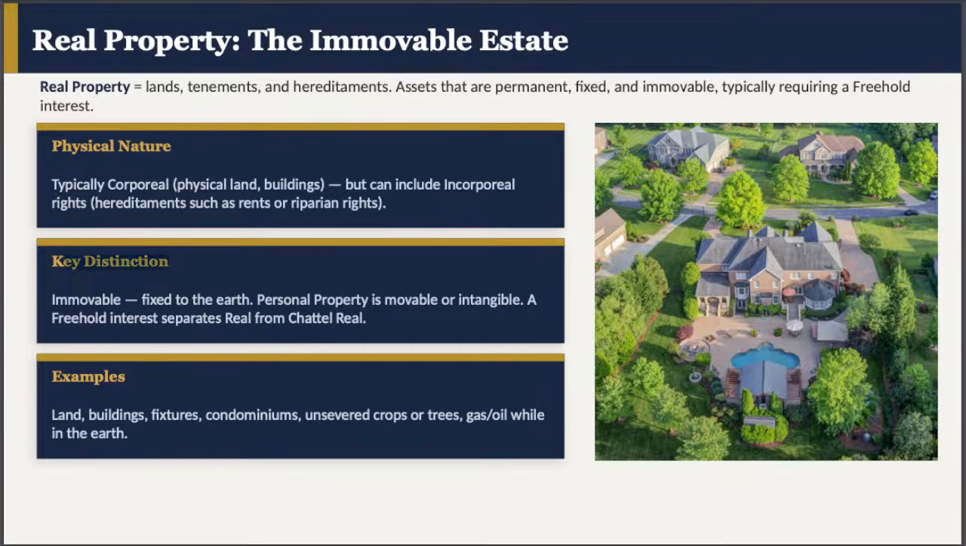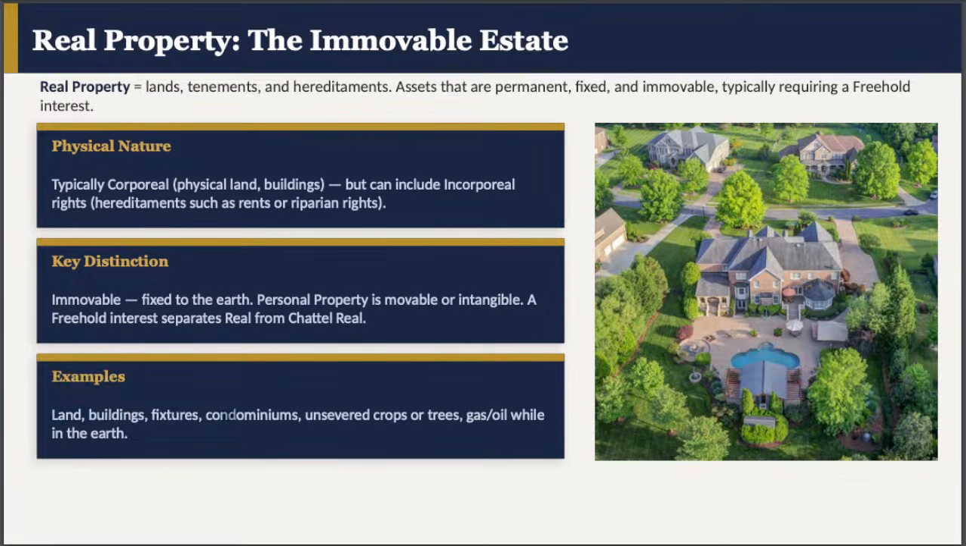And then there's a key distinction here. Immovable means it's fixed to the earth. Personal property is movable or intangible. A freehold interest separates real from chattel real. So chattel real and real property are differentiated by that freehold interest. If there's a freehold interest, that means it's real property as opposed to a leasehold or something, which would be chattel real.